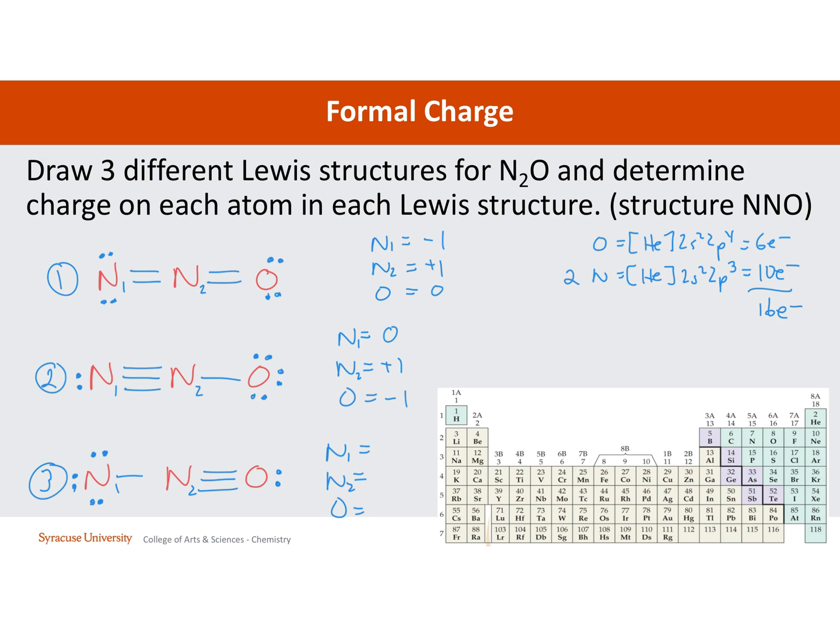And for the last Lewis structure, nitrogen is group 5, and I have 1, 2, 3, 4, 5, 6, and 7 electrons assigned. So 5 minus 7, -2 for the first nitrogen. For the second nitrogen, I have 4 electrons assigned, so 5 minus 4 is +1. And for the oxygen, I would have 1, 2, 3, 4, 5 electrons assigned. Oxygen is group 6. 6 minus 5 would be +1.